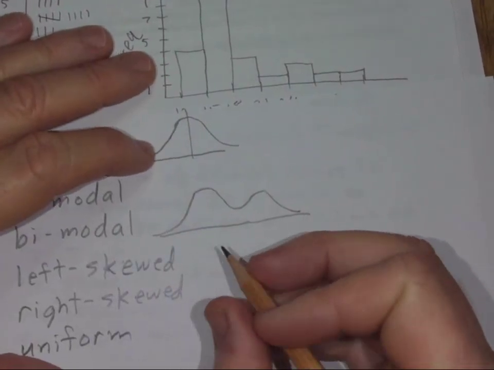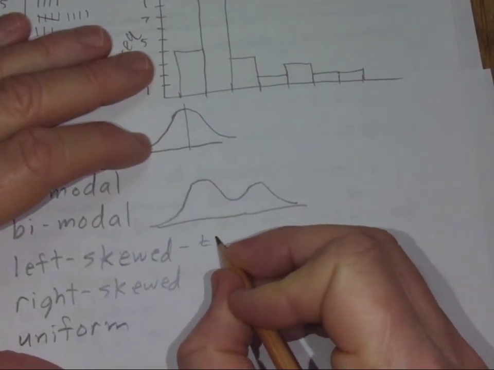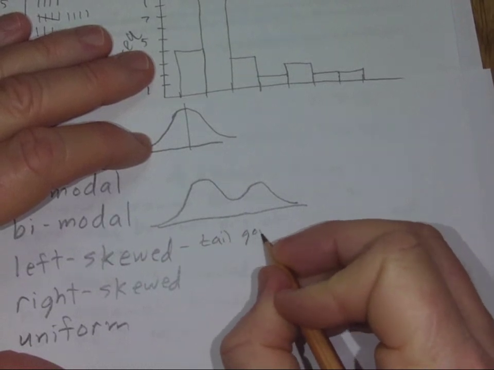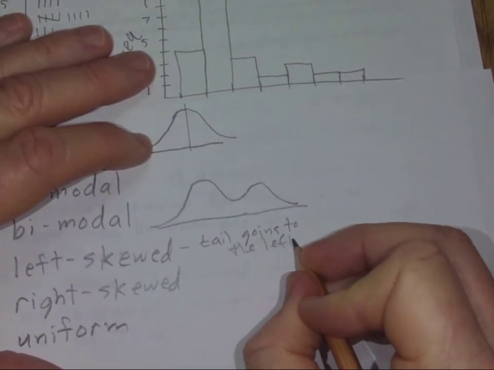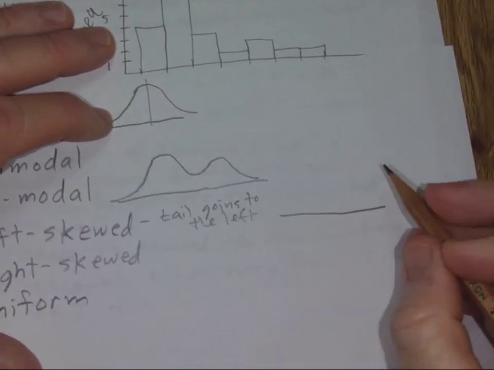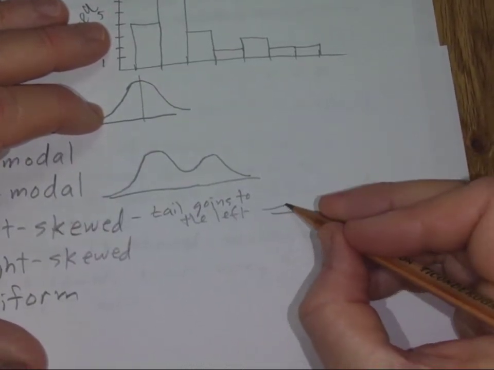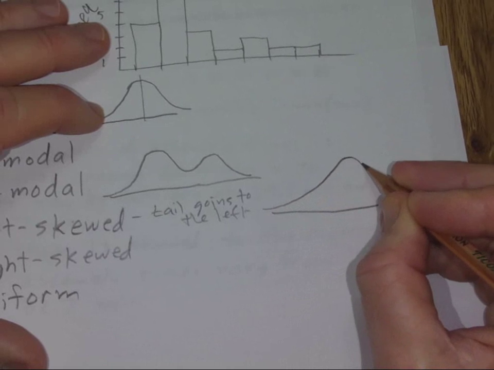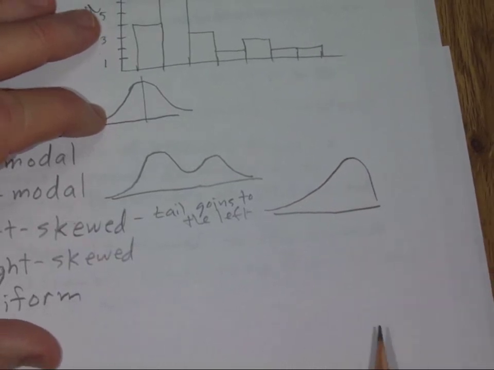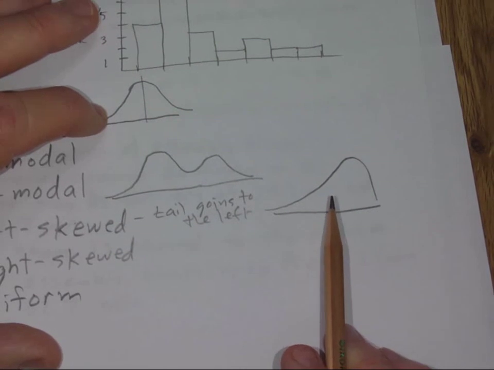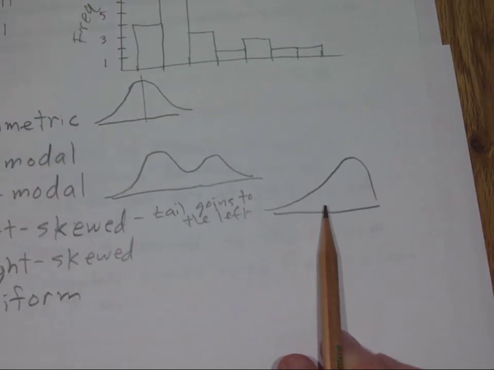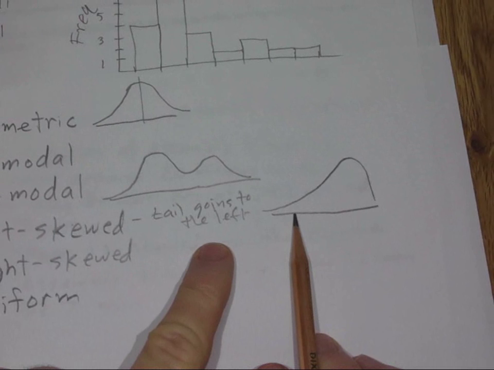Left skewed means it has a tail going to the left. So it looks like this. Let's say that would be what we call left skewed. In the next section, we're going to talk about the reason we call it left skewed: it's going to pull the mean to the left.